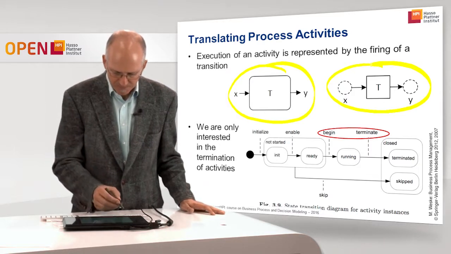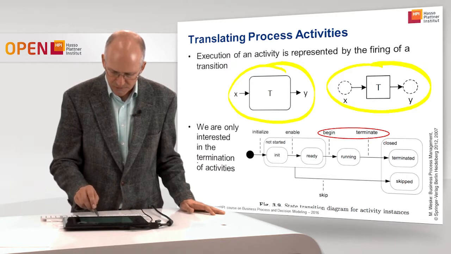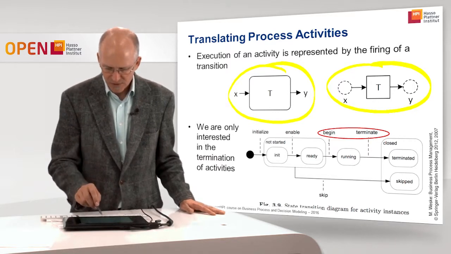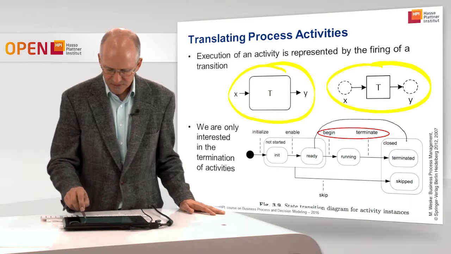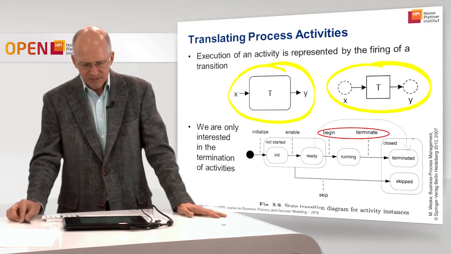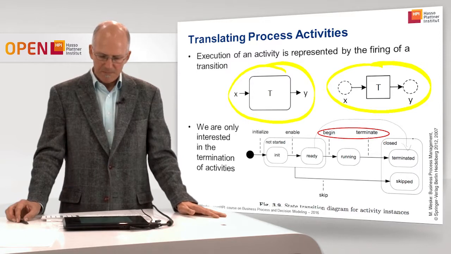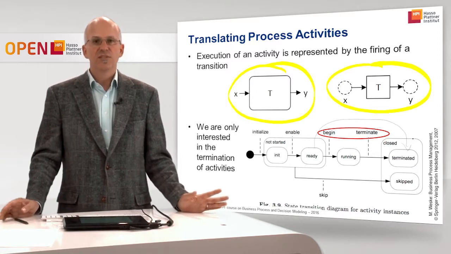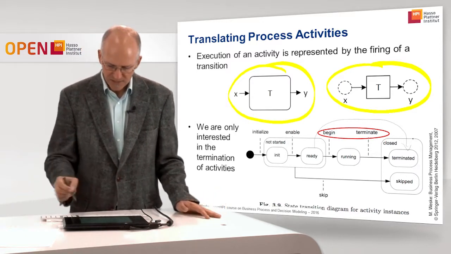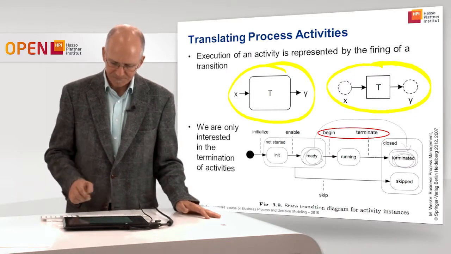The Petri net just has a transition, so it merges the begin and terminate state transitions. It just has this one state transition from ready to terminated. So a transition is enabled, and if a transition fires, it's terminated. It goes from enabled immediately to terminated.